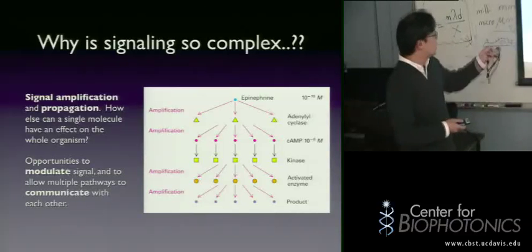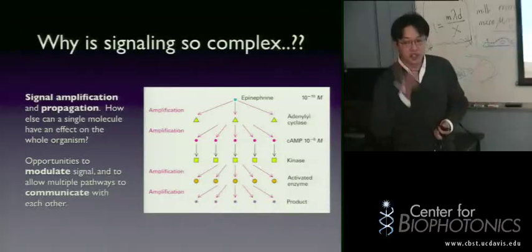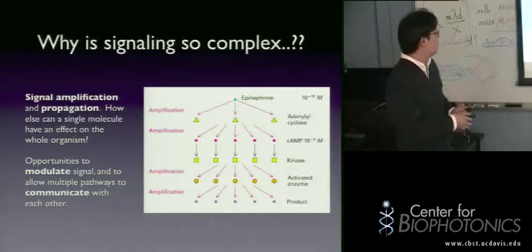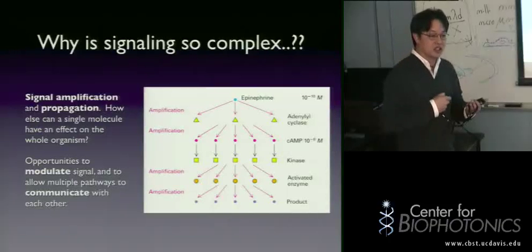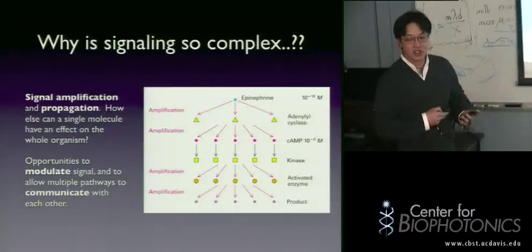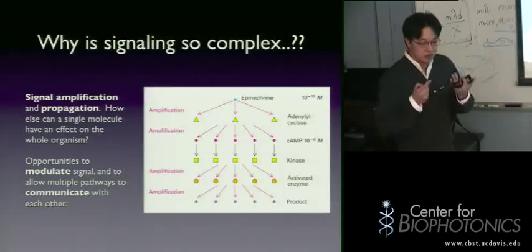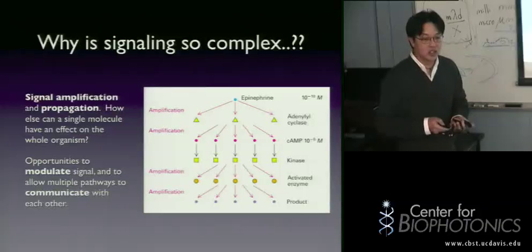So, like I say down here, another reason for the complex signaling behavior is that you want the opportunity to be able to modulate that signal. Sometimes you want to turn on the mitochondria, but you don't want to turn on the nucleus, or you want to turn on some other organelle, but not some other system.